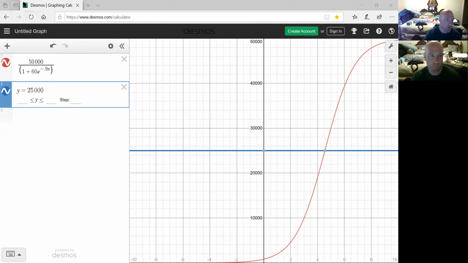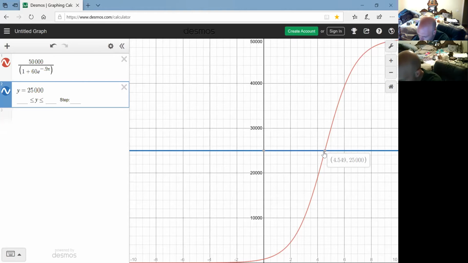Boom. Okay. So here in Desmos is that equation plugged in, 50,000 over 1 plus 60 e to the negative 0.9. I had to use an x instead of a t. And we have the y equals 25,000. So we can explore a little bit here, and it looks like at 4.5 weeks, give or take, we are at half that carrying capacity, which makes sense. We were well over it at 5.4 weeks.